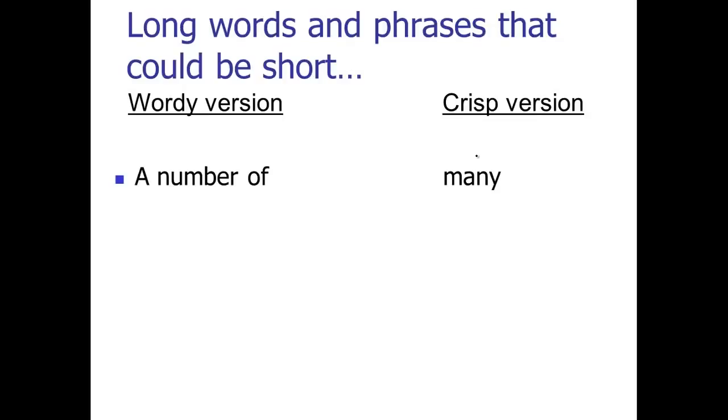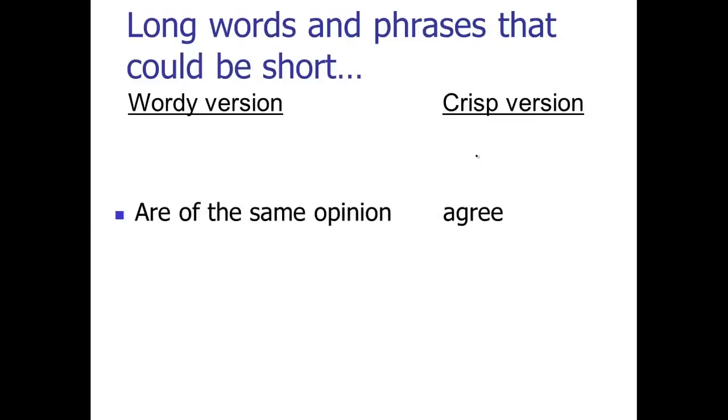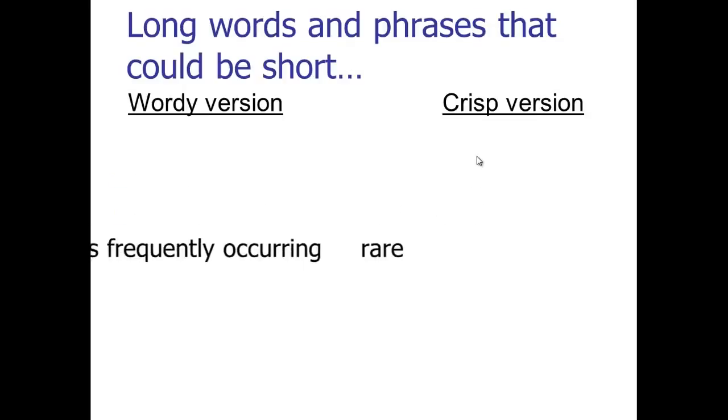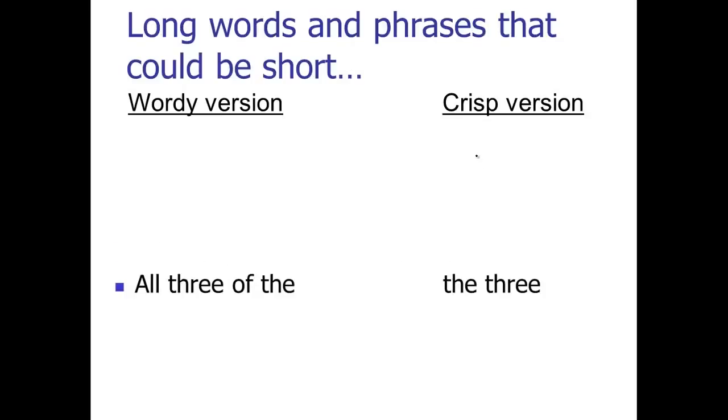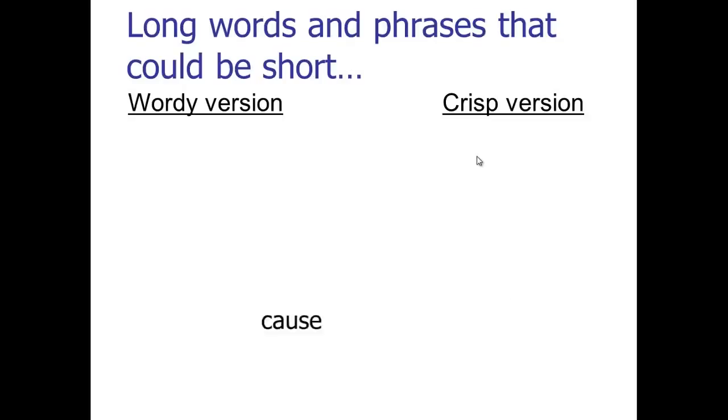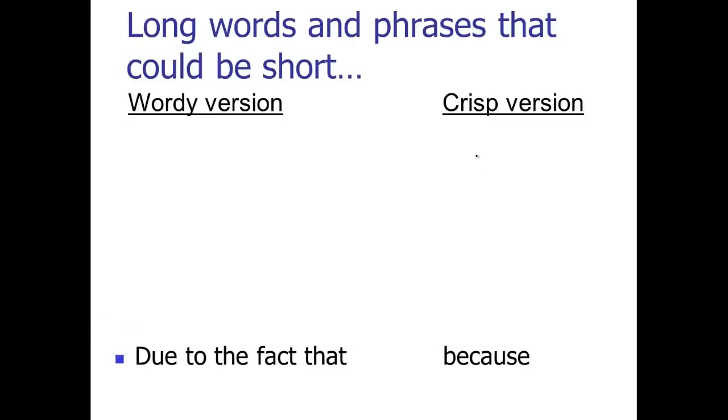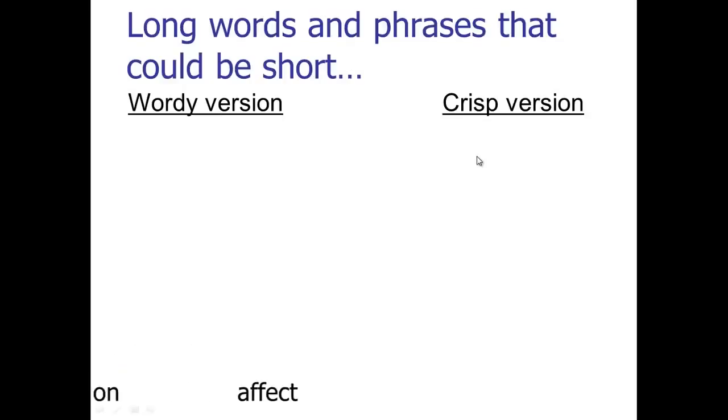A number of that could just be many. Are of the same opinion, I love that one. That's just agree. Less frequently occurring, well, how about just rare? All three of the, well, just the three. Give rise to, that's just cause. Due to the fact that, that's one of my favorites. That's a lot of extra words for saying because, and you're not gaining anything by putting all those extra words in. Have an effect on could just be affect. You can think of lots of examples like this.